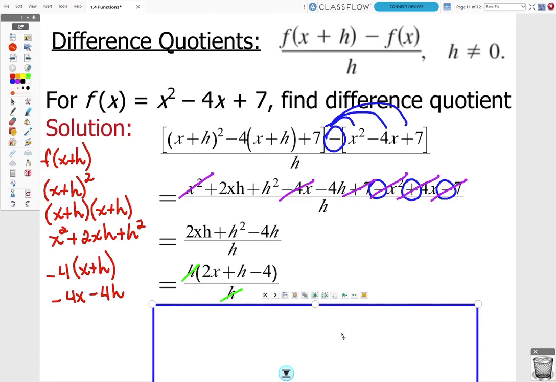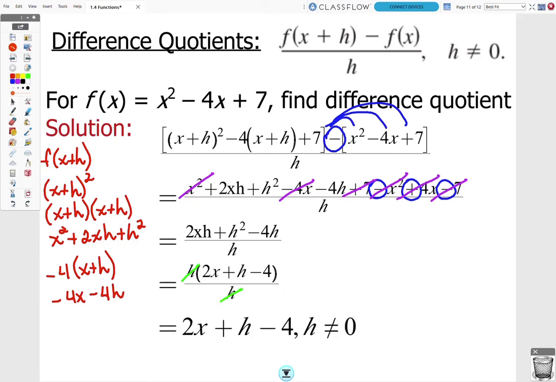And so my final answer using the difference quotient is 2x plus h minus 4, as long as h is not equal to 0. And we say that again because in the very beginning I was dividing by h. So again, this is called the difference quotient. You're going to get to use this in a little more detail at a later point in pre-cal and even in calculus. For now, we need to focus on the algebra behind it.